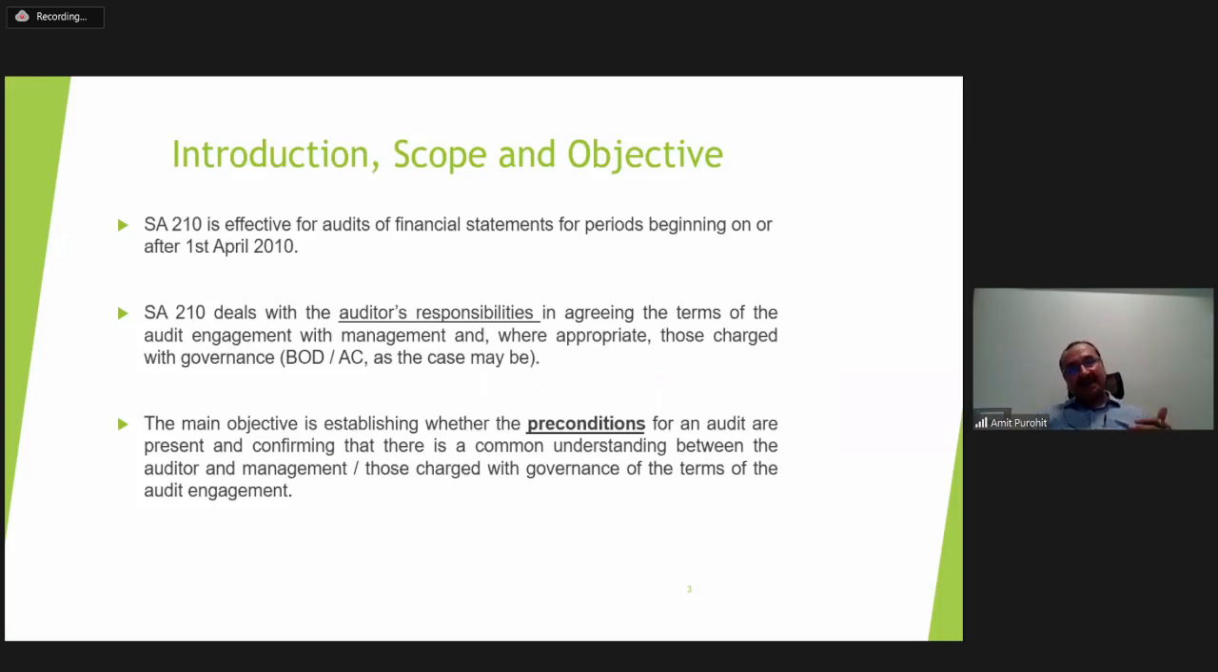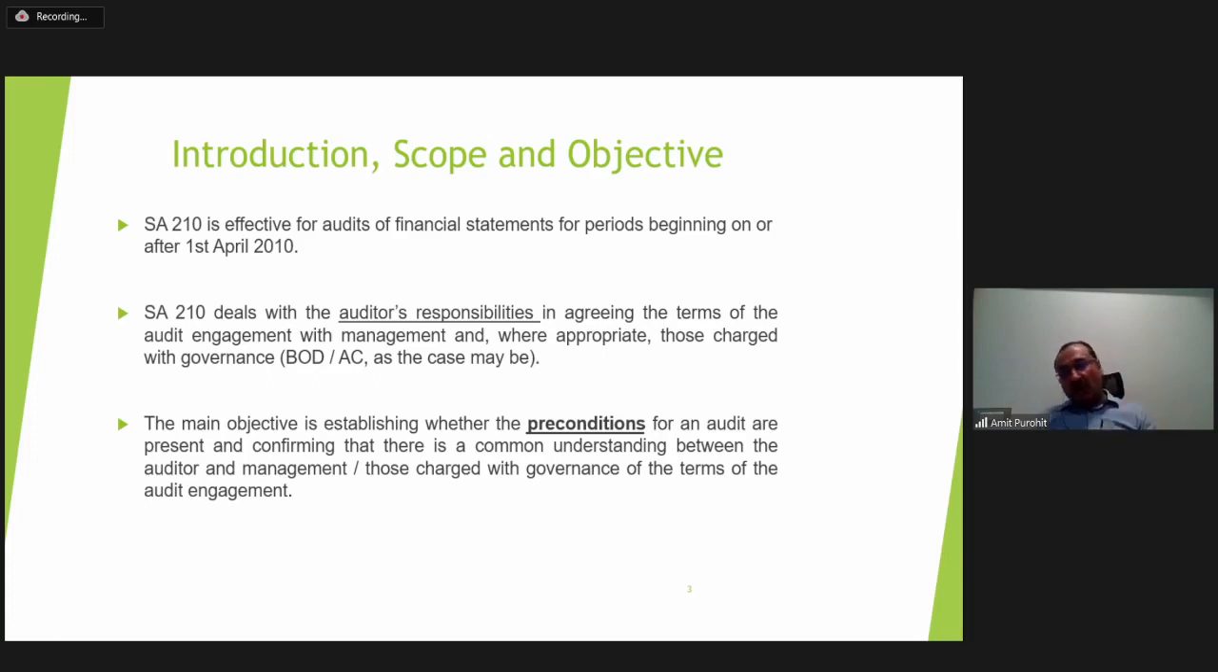Friends, this SA 210 is effective for audits of the financial statements for periods beginning on or after 1st April 2010. This particular SA deals with the auditor's responsibilities in agreeing the terms of the audit engagement with the management and where appropriate, those charged with the governance like board of directors or audit committee in case of listed companies.